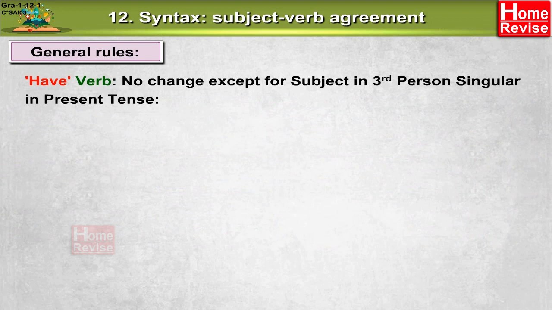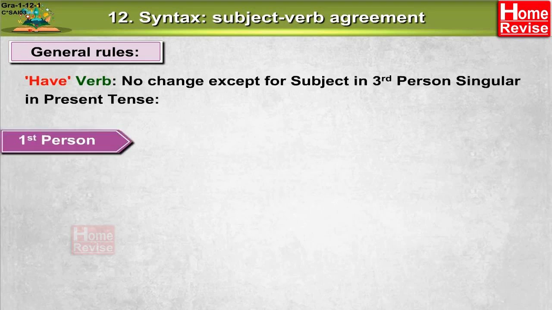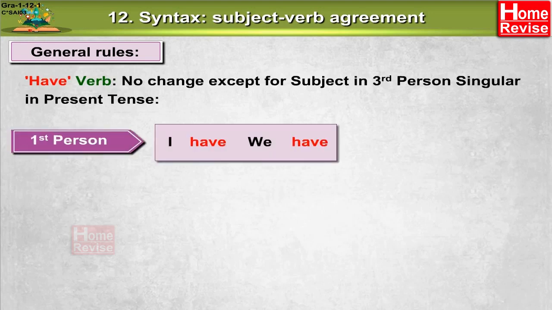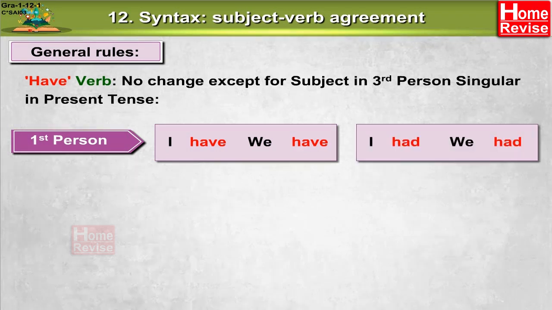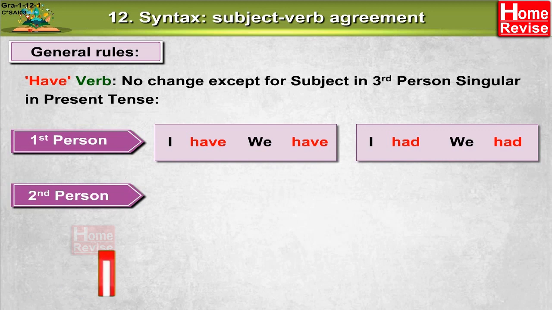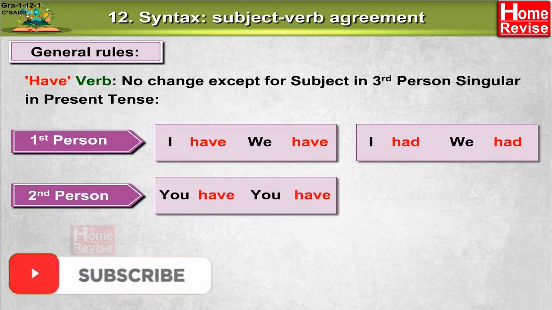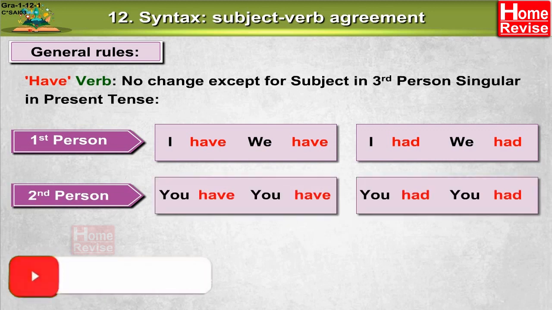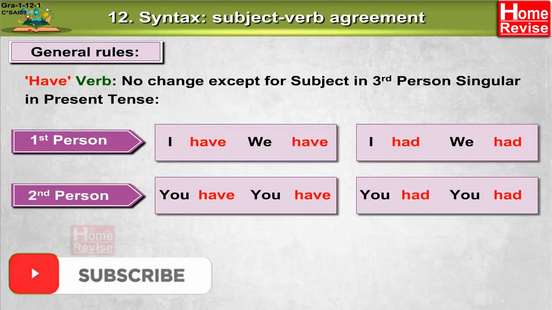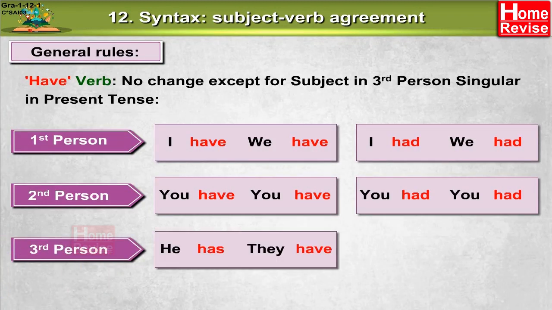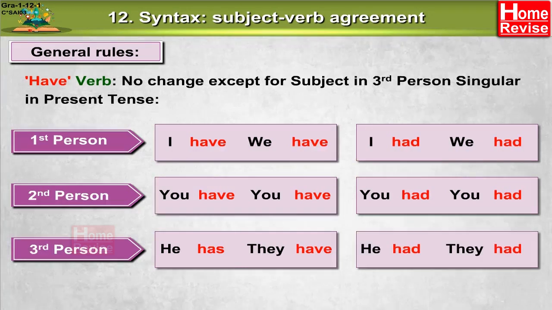Have verb. No change except for subject in third person, singular in present tense. First person: I have, we have, I had, we had. Second person: you have, you had. Third person: he has, they have, he had, they had.